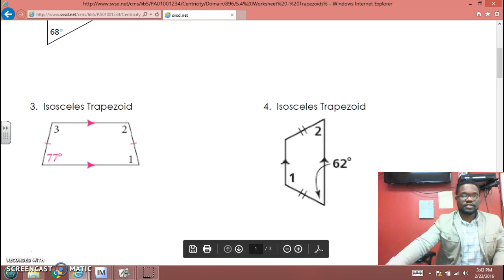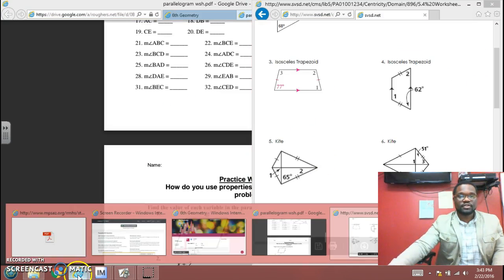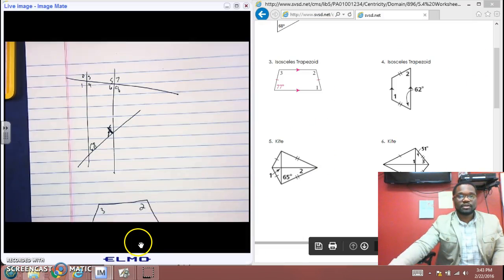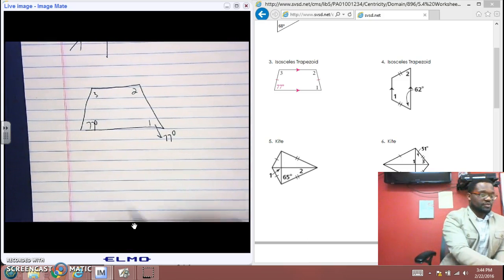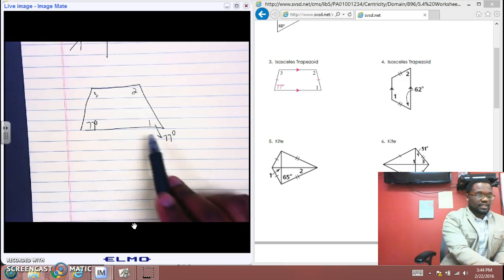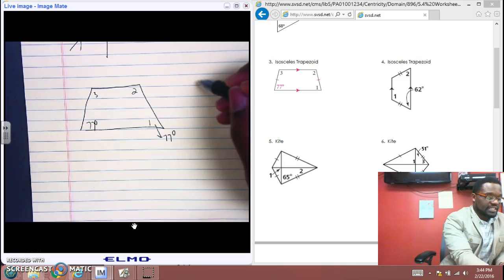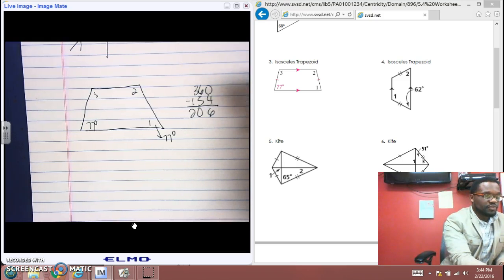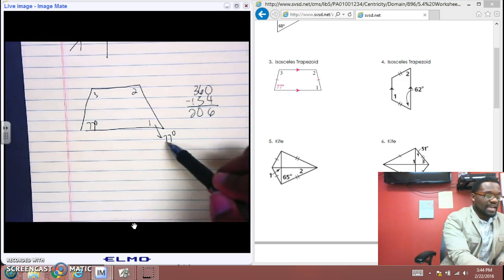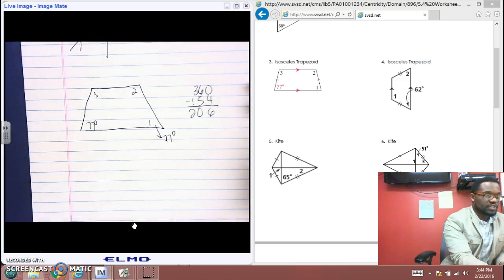All right, using this problem as an example, let me write it down so that you can see what I'm doing. If this one is 77, this one is 77 degrees. What I did was 360 minus 154, and I got 206. Now where did 154 come from? Those two added together. Where did 360 come from? All four angles add up to be 360.